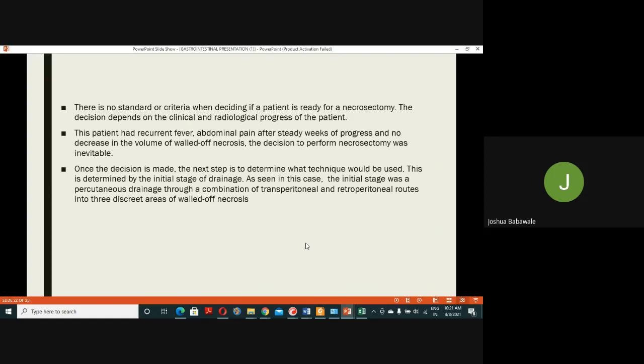Once the decision is made, the next step is to determine the technique that will be used. And this is determined by the initial stage of drainage. As seen in this case, it was percutaneous drainage through a combination of transperitoneal and retroperitoneal routes into 3 discrete areas of walled-off necrosis. Next.